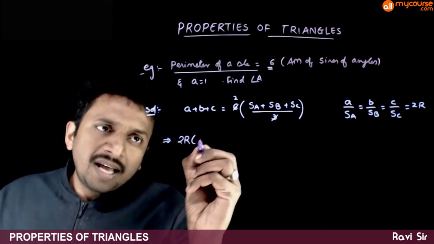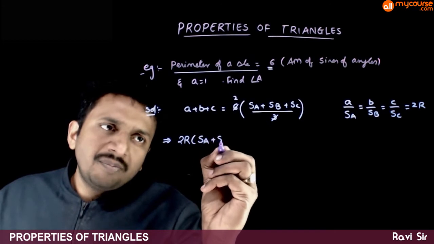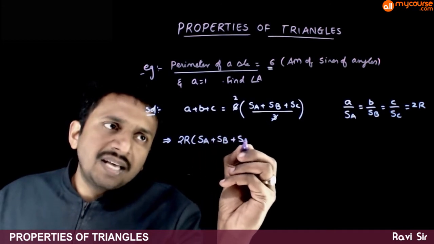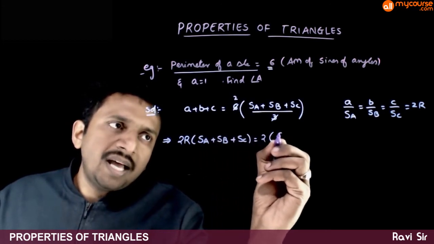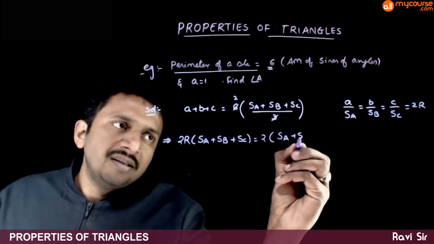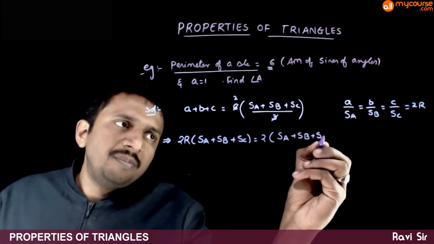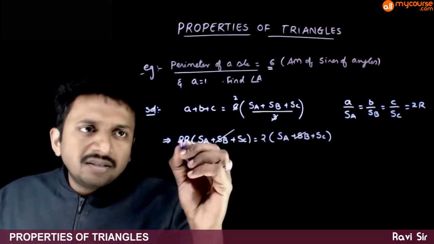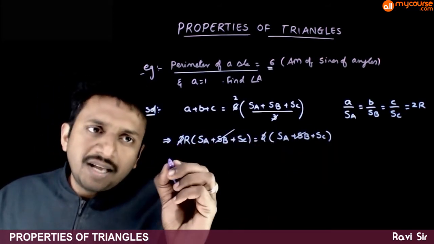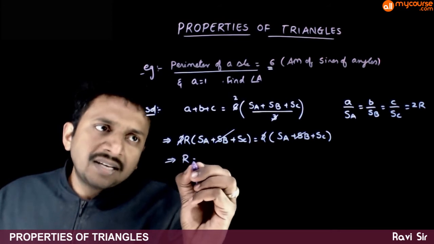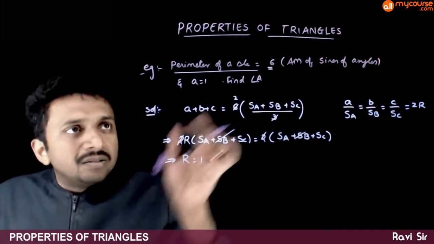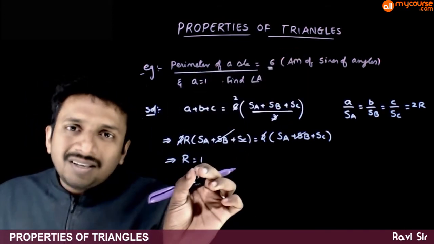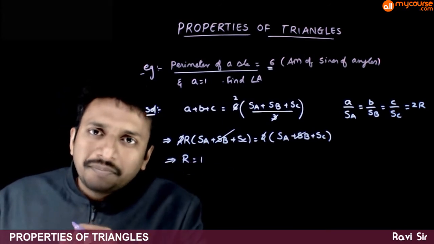So 2R times (sine A plus sine B plus sine C) is equal to 2 times (sine A plus sine B plus sine C). So these two are getting cancelled, and this 2 and 2 also are getting cancelled. This implies R is equal to 1. So from the first information you got the circumradius as equal to 1.